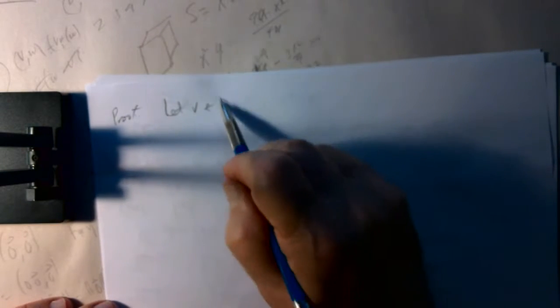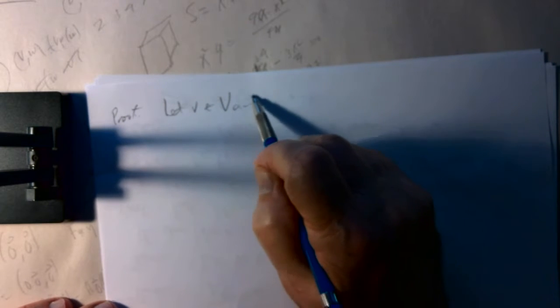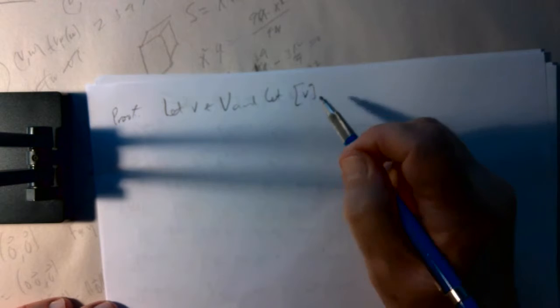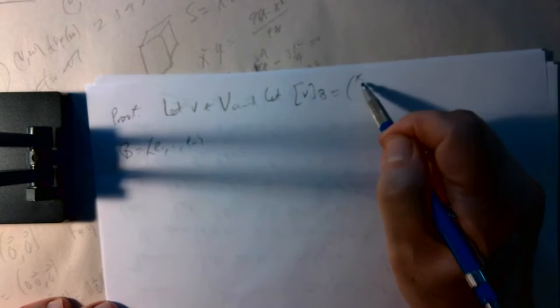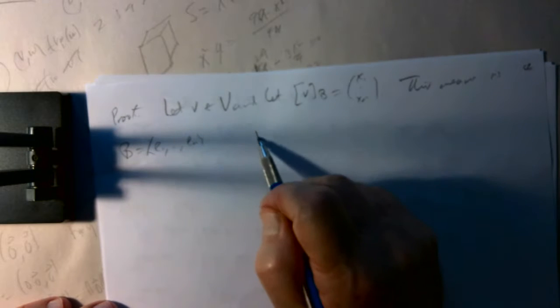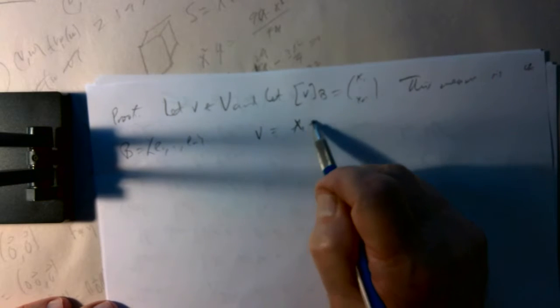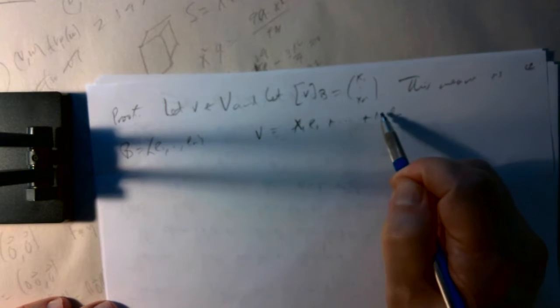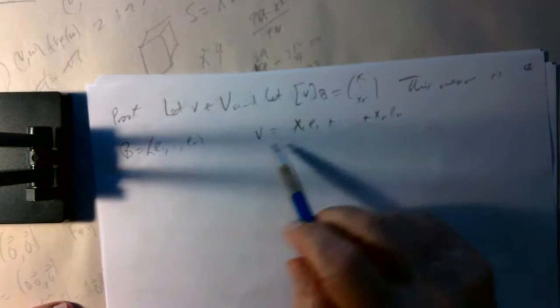So let V be any vector in the vector space, and let the coordinate vector for V with respect to this basis, which is E1 up to En, be x1 to xn. So what this means is the vector V is x1 E1 plus up to xn En. That is, E1 up to En is a basis. Every vector has a unique representation as a linear combination of the basis vectors.